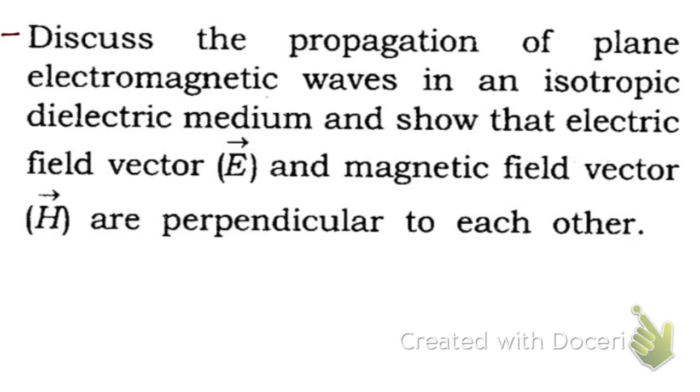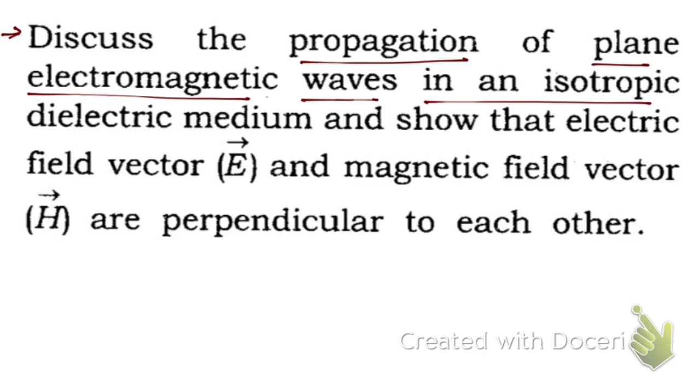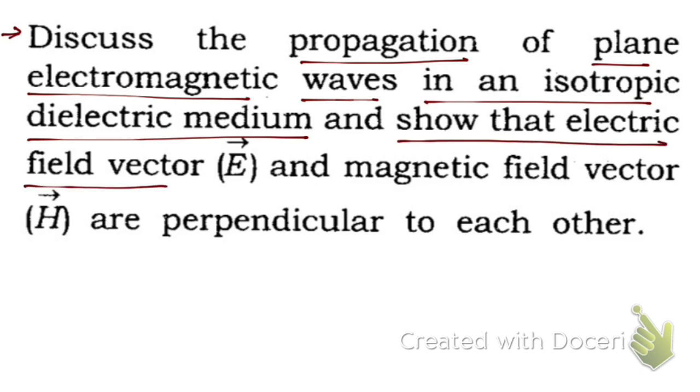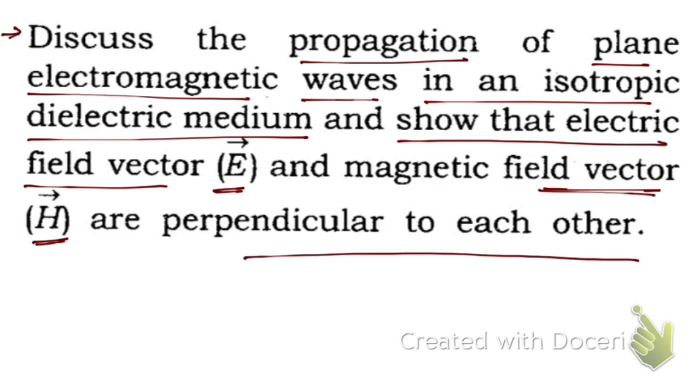So here we are to discuss the propagation of plane electromagnetic waves in an isotropic dielectric medium. That means a non-conducting isotropic medium, or isotropic dielectric medium, same thing. So that the electric vector E and the magnetic field vector H are perpendicular to each other.